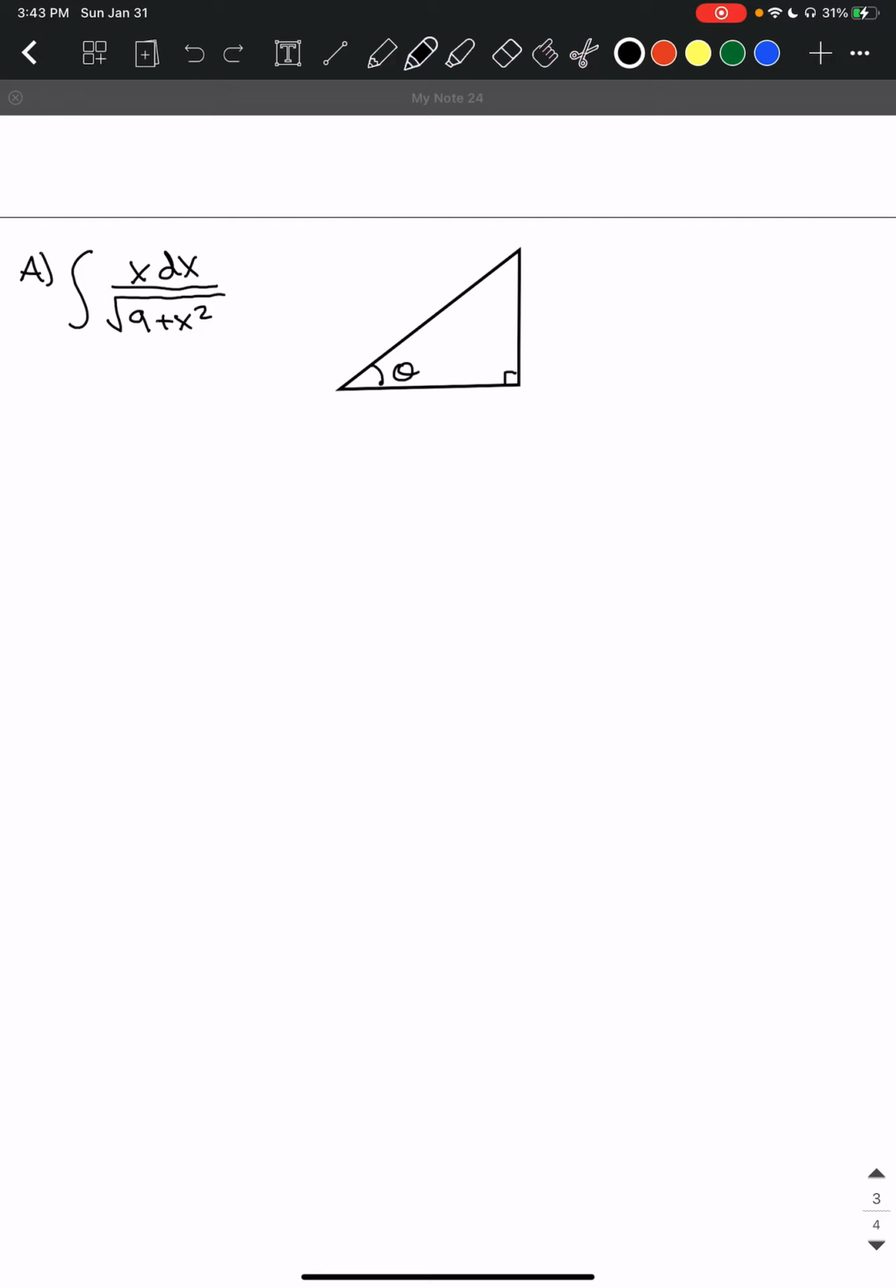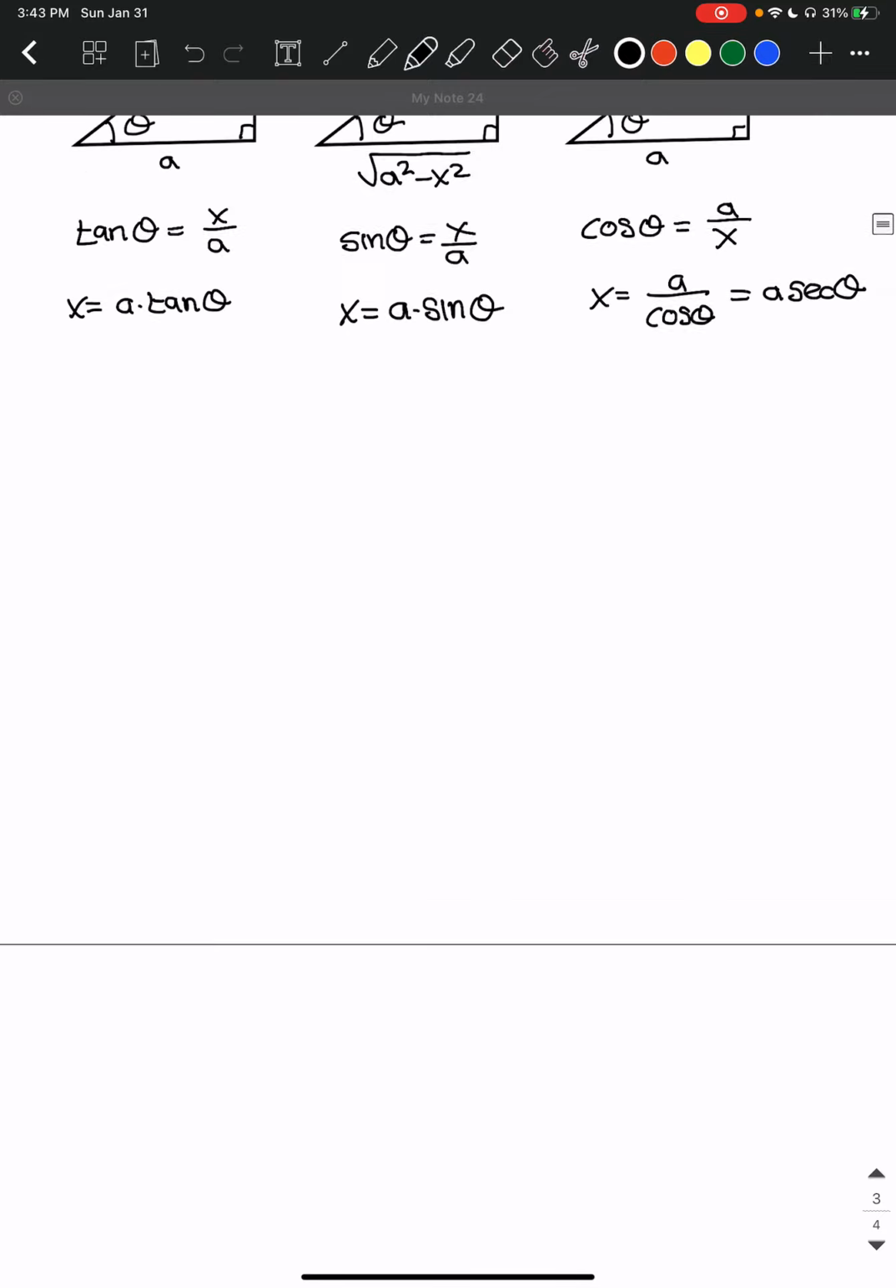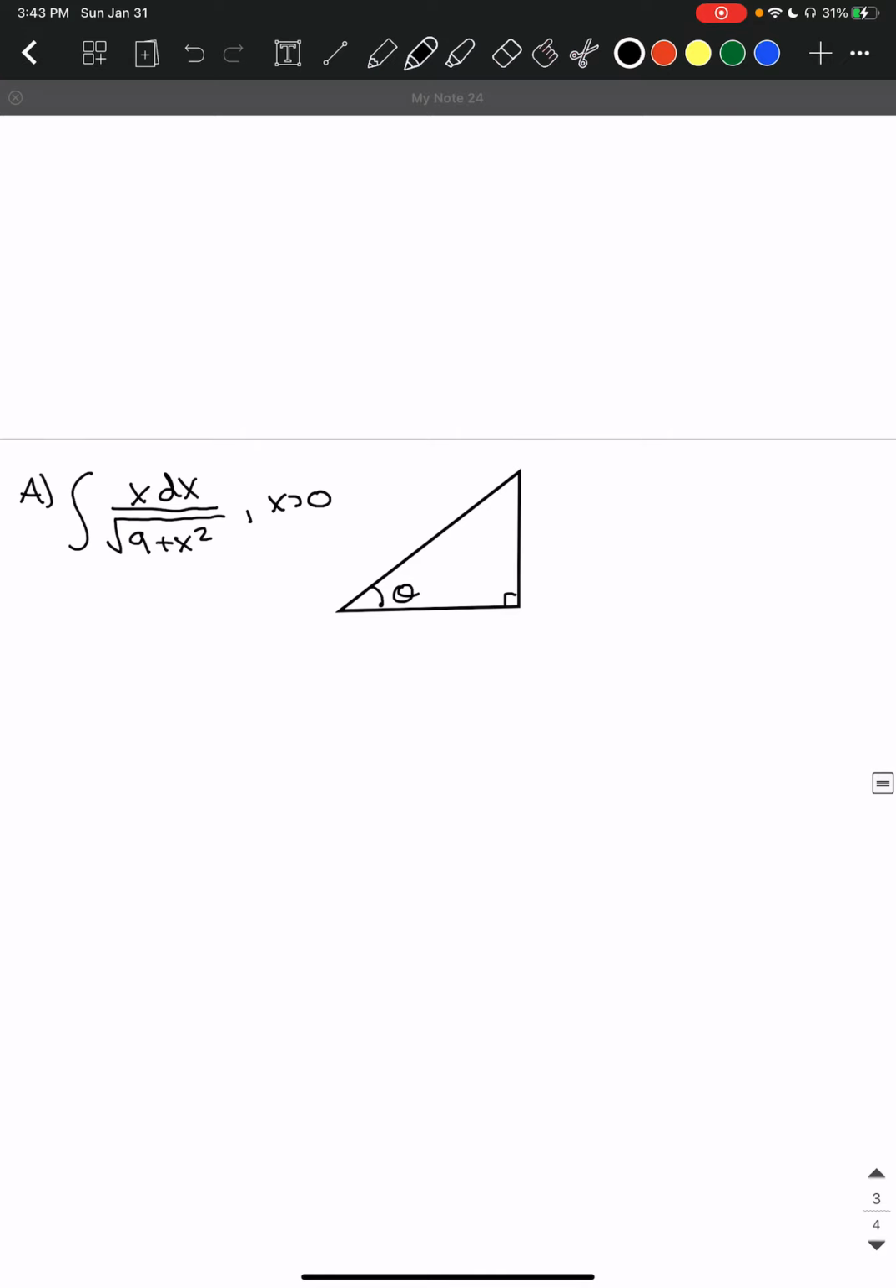So what we want to do, I need to put x is greater than 0 here. But what we need to do first is draw our triangle specific to this problem. So I go up here and I recognize the square root is of the form a squared plus x squared.